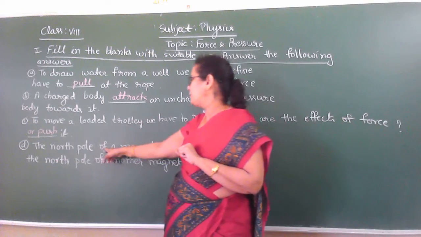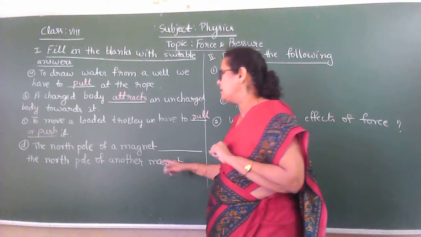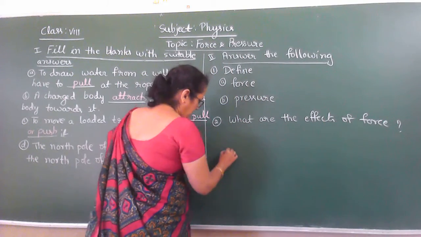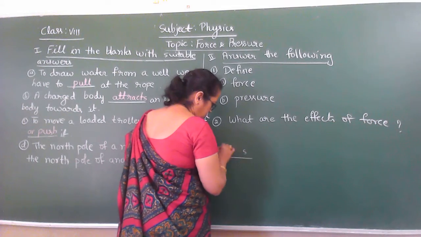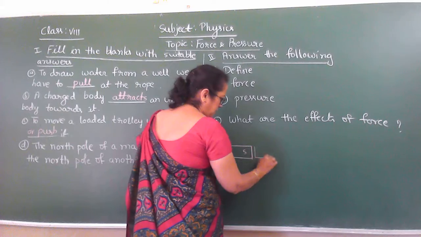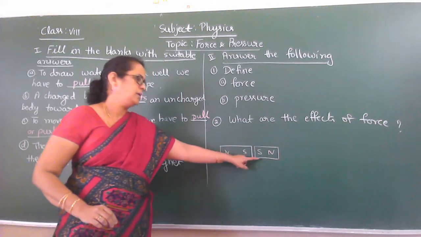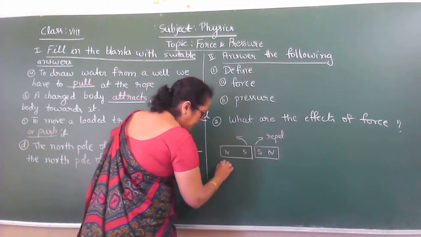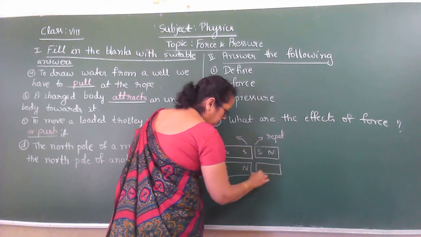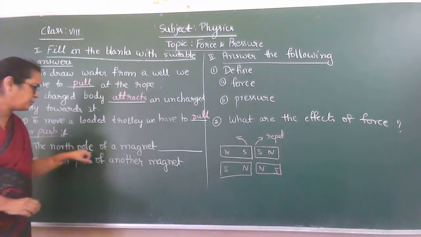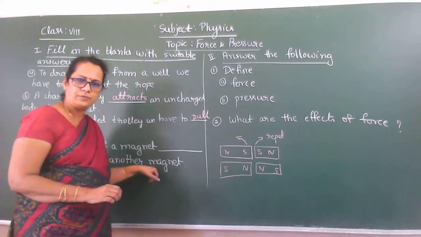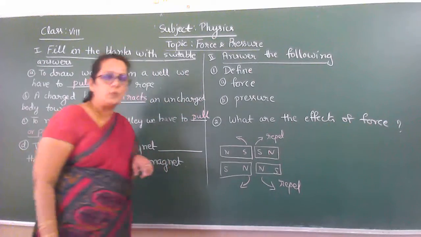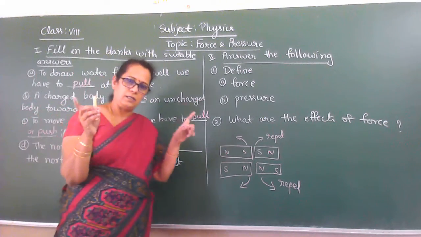And the fourth one, the north pole of the magnet dash the north pole of another magnet. In a magnet there are two poles, one is the north pole and another one is the south pole, isn't it? When the same poles come, south and south, then they repel. Suppose north and north come, the same pole, the north pole of a magnet dash the north pole of another magnet. North to north also repels, because they are like poles. Like poles always repel each other.